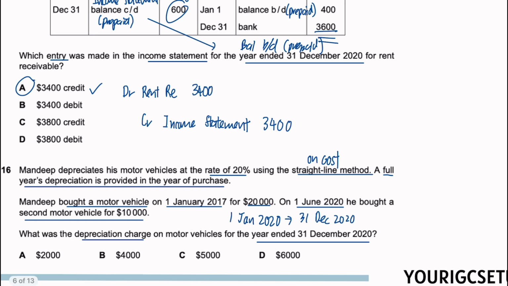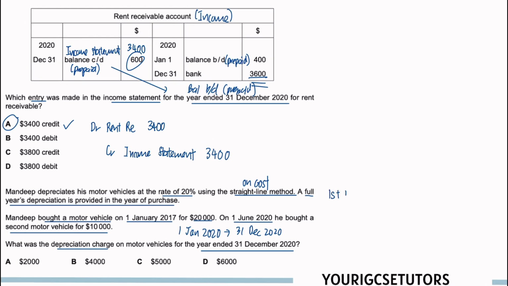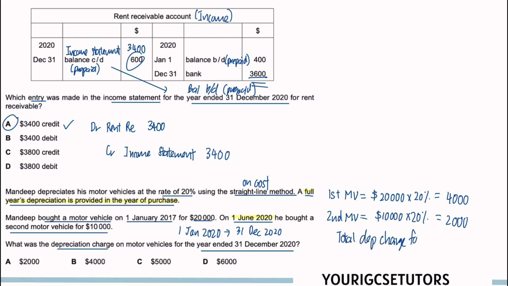Okay, let's calculate depreciation. So the first motor vehicle, you already bought it years ago. And this is simple because you just use 20,000 times 20%, because it's on cost. Second motor vehicle, again note this: full year depreciation is provided in the year of purchase. So which month you bought doesn't matter, because you will still charge a full year depreciation. So you just use 10,000 times 20%, so you will get 2,000. So the total depreciation charge for the year is 6,000.